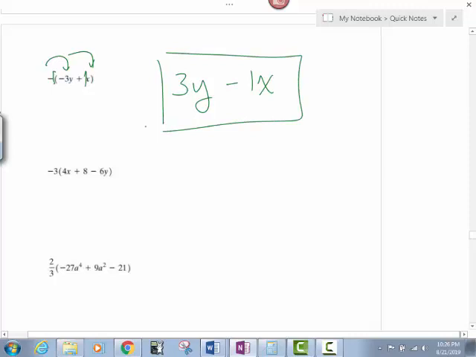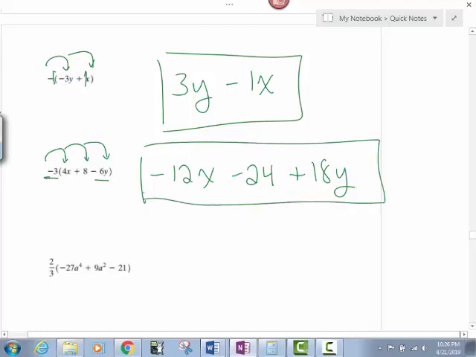Okay. Let's try the next one here. Again, we'll go the same way. All right, so we have negative 3 times a positive 4x. That's a negative 12x. A negative 3 times a positive 8 is a negative 24. And a negative 3 times a negative 6 is a positive 18 with a y.